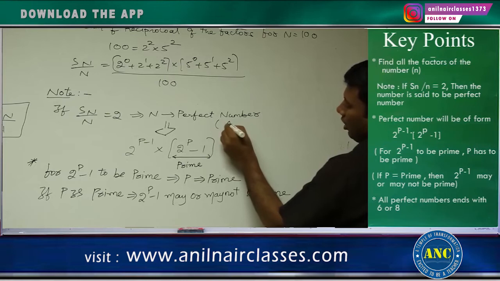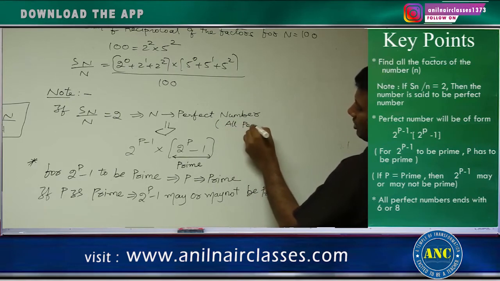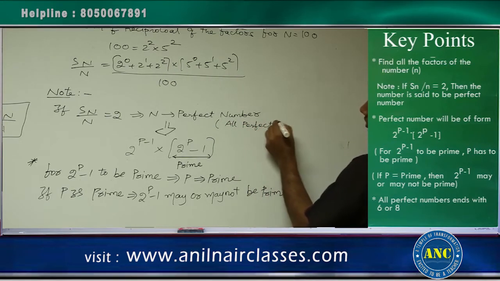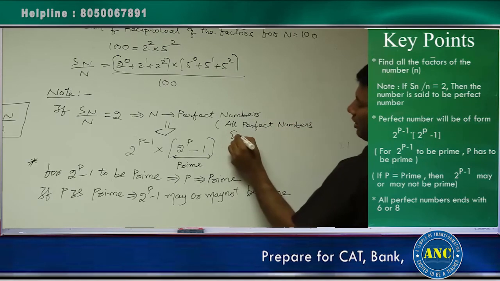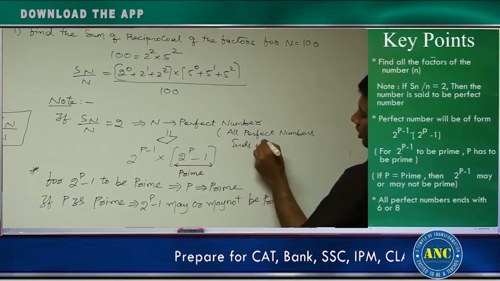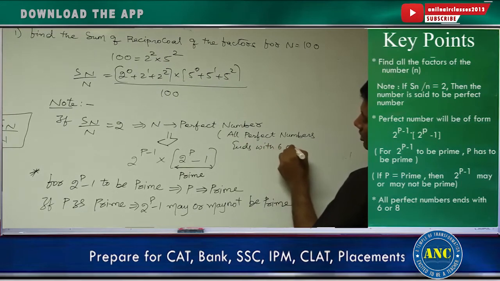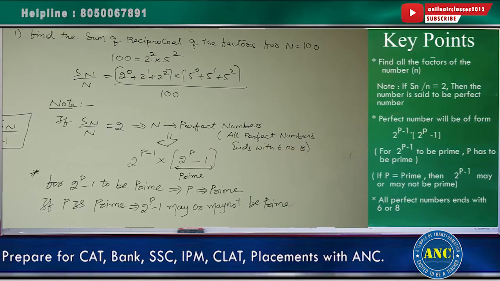Till now, all perfect numbers end with 6 or 8.